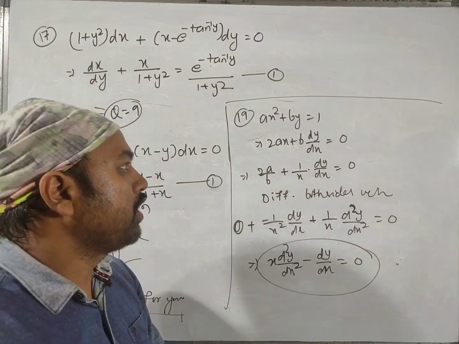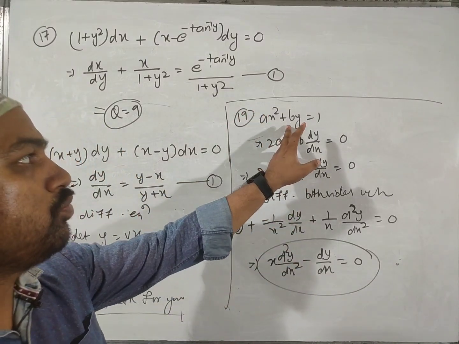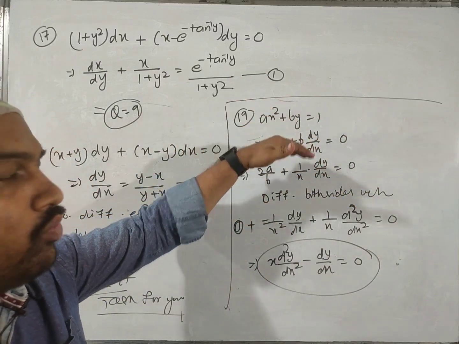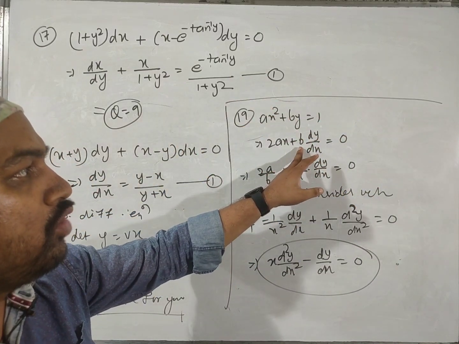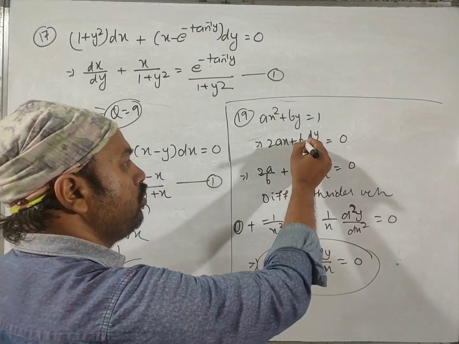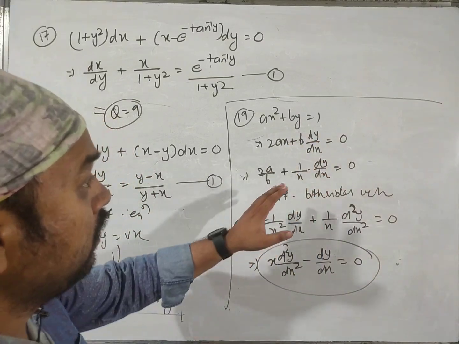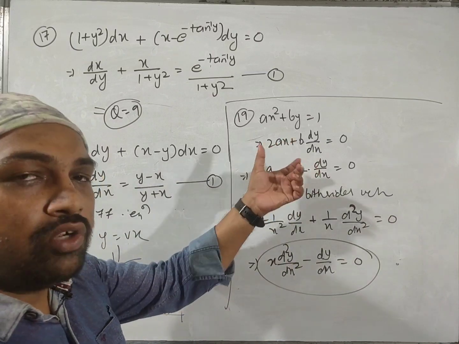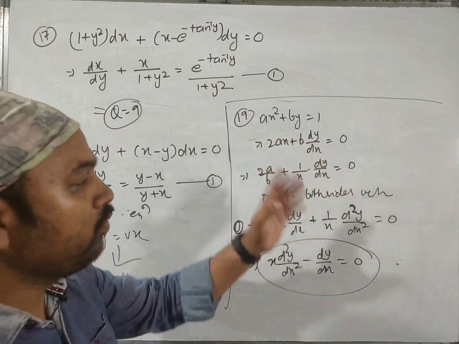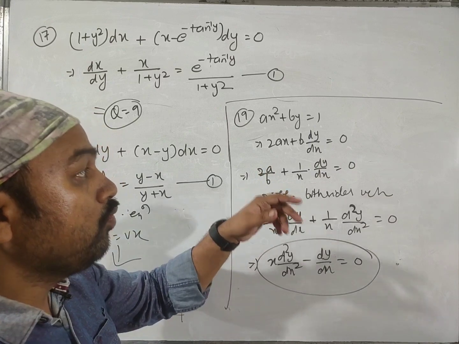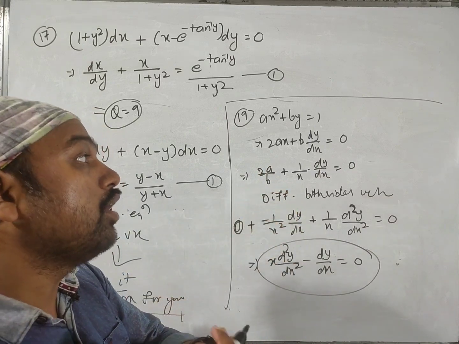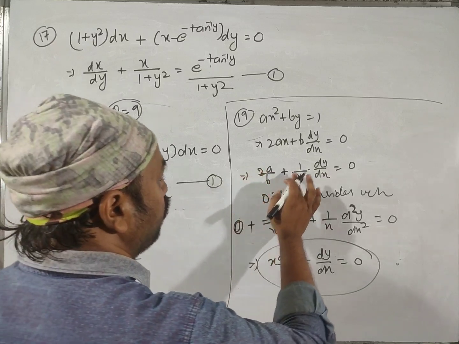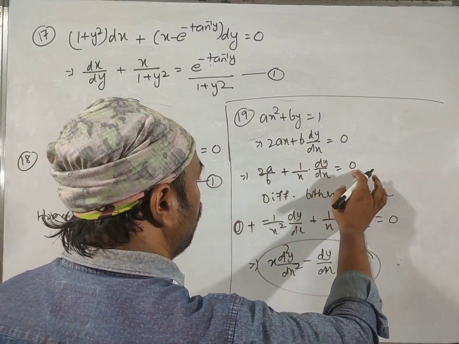Just question number 19. Here it is ax square plus by plus 1. This is the given equation. Just differentiating both sides, we have 2ax plus b into dy upon dx is equal to 0. Then simplifying, dividing both the left hand side and right hand side by b and as well as x, we have 2a by b plus 1 upon x into dy upon dx is equal to 0.